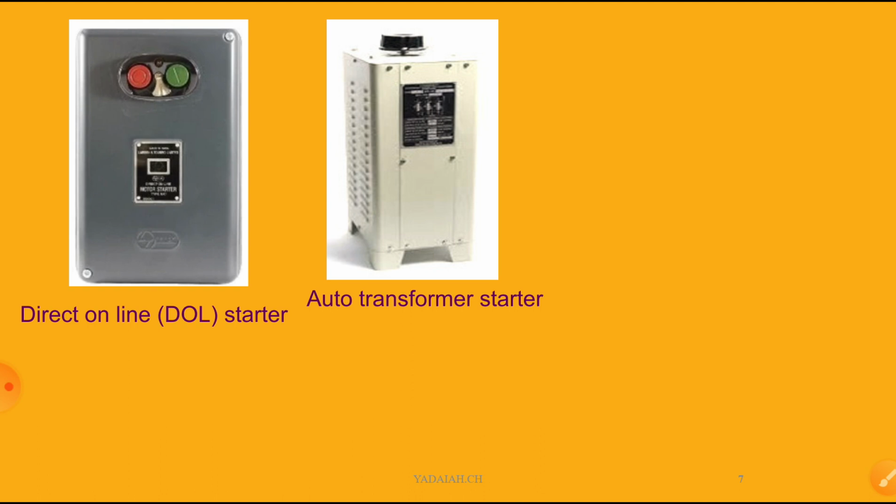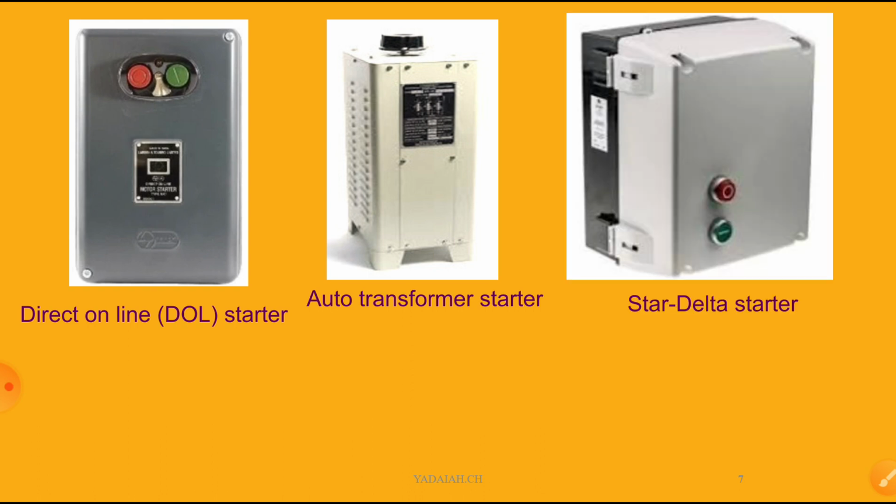In this case, we are going to reduce the voltage and slowly increase the voltage to the motor, so that initially low voltage and low current flow, which may not damage our winding. And you can see another one, the automatic star delta starter.